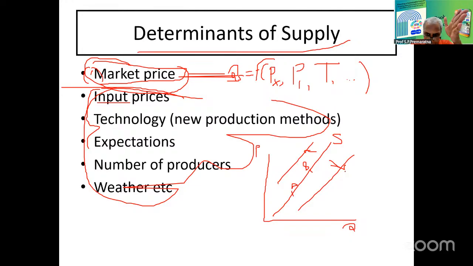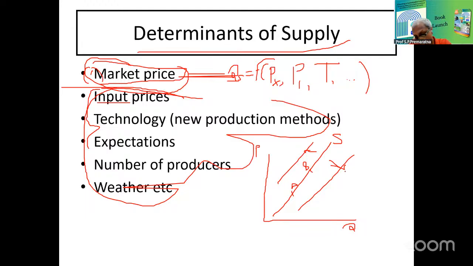If the other determinants change, you have to shift the entire supply curve, whichever way the change happens, based on that direction. If the price changes, with other things constant, you have to move along the supply curve. Right?